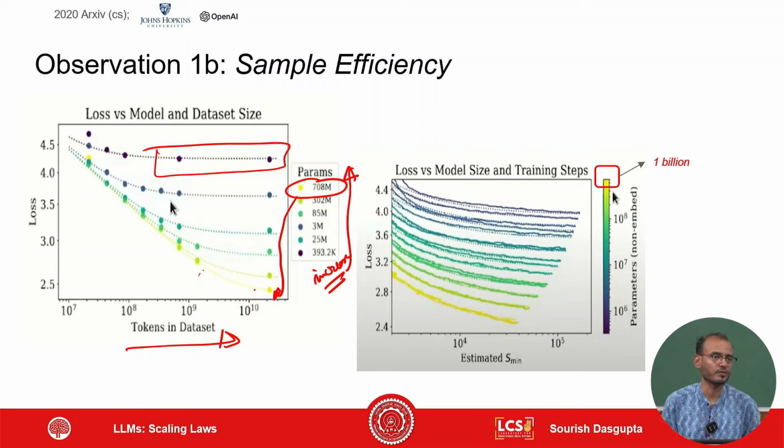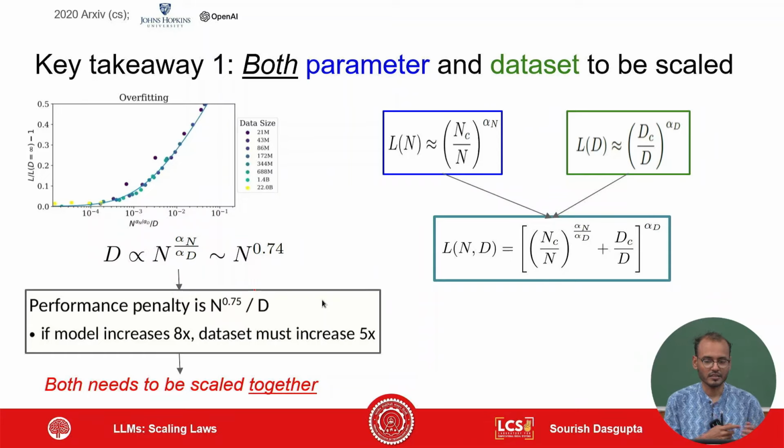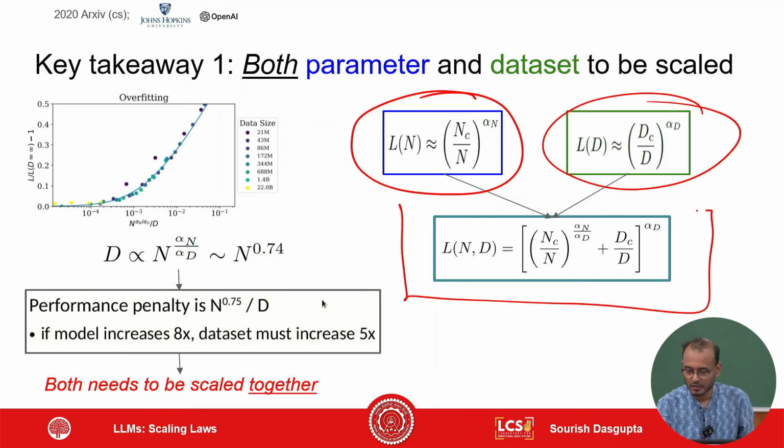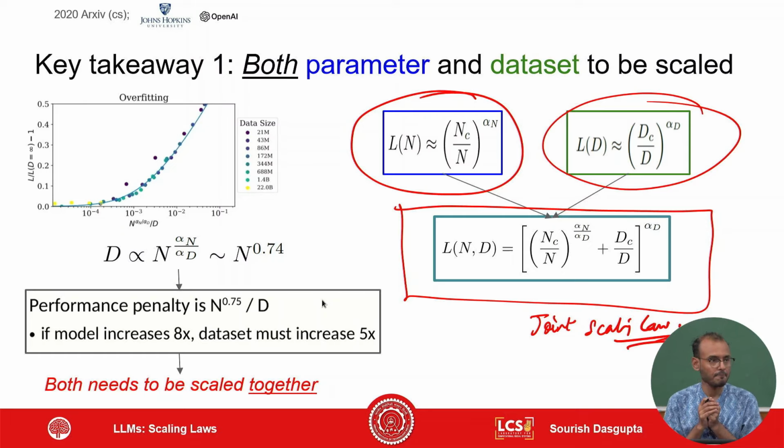It means that you have to increase both. You can't simply fix one and increase the other. You have to increase both in tandem. So that's the first takeaway, that both parameters and dataset need to be scaled, right? So the power law cannot be just this or just this. The power law has to be some combination of these two. And then only can you fit it properly. Then only can you actually show that, yeah, this is reality. This is how the models are actually scaling. So you can't just take this or this. So that is why the joint scaling law was proposed.